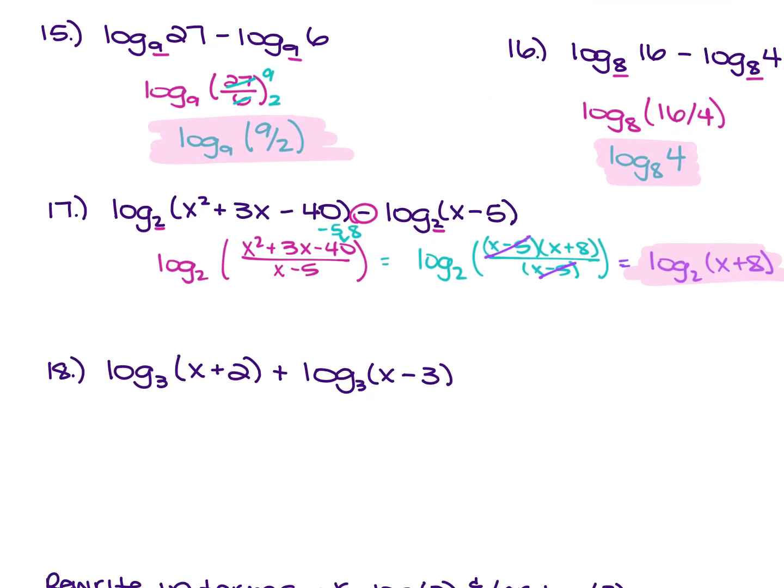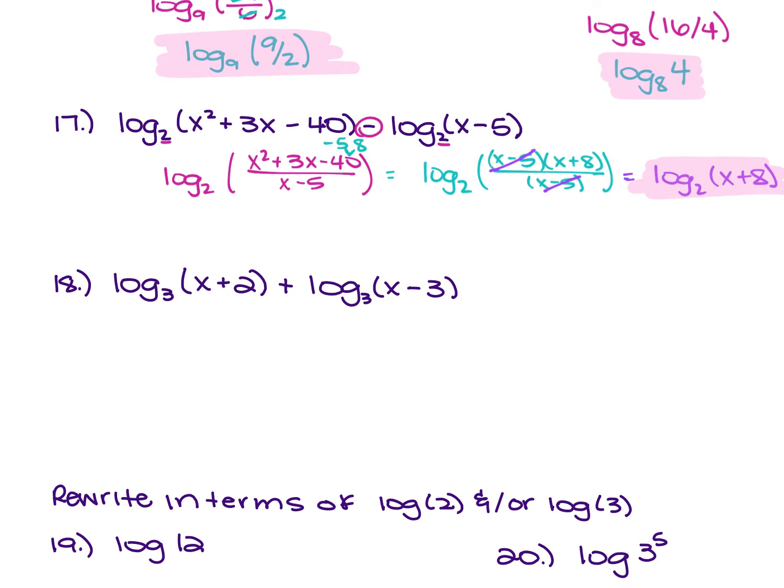For number 18, you have log 3 of x plus 2 plus log 3 of x minus 3. You have addition between these two. Your bases are the same, so you're going to do log 3 of x plus 2 times x minus 3. You do not have to multiply this out. You can leave it in the form that you see here. So just as long as you have your log 3 and you have that you're multiplying the two, that's all I need.